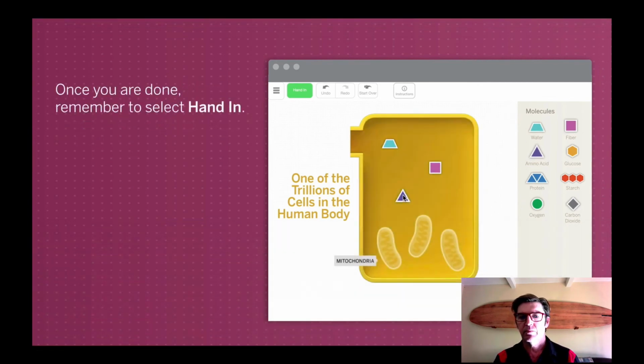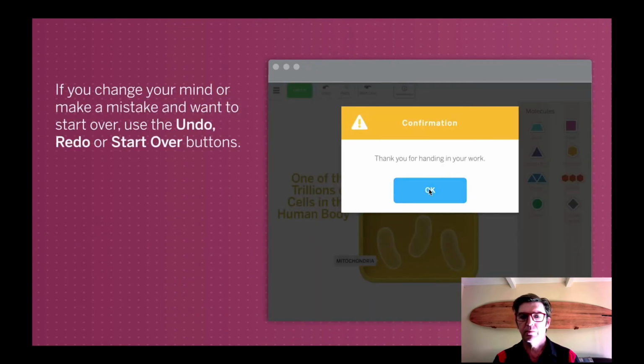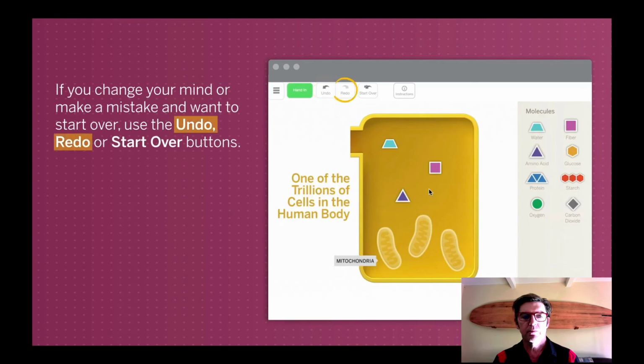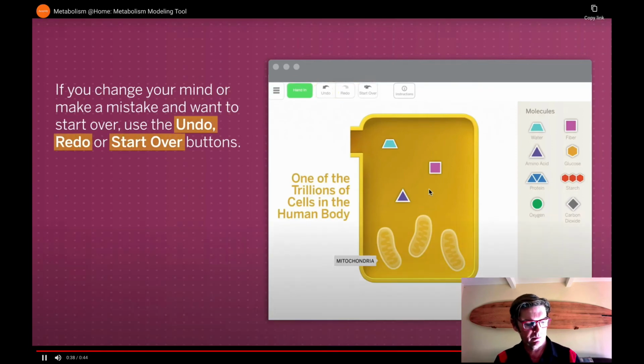Once you are done, remember to select Hand In. If you change your mind or make a mistake and want to start over, use the Undo, Redo, or Start Over buttons.